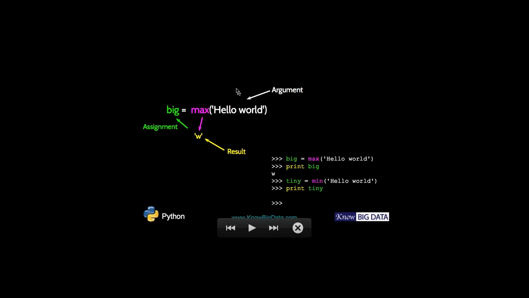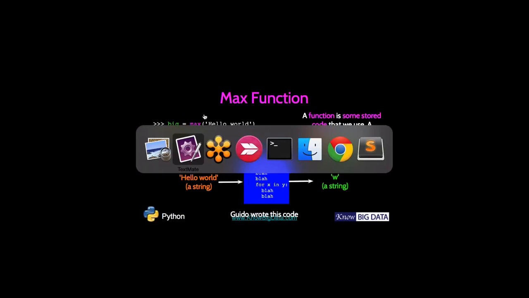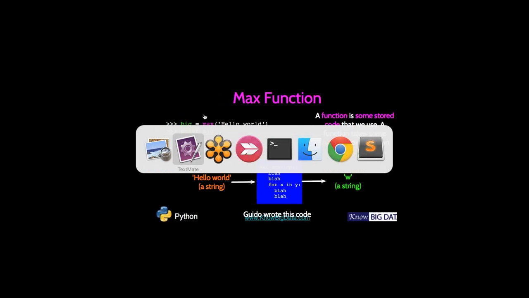For example, here max basically gives us the max letter out of the whole word, and max is returning a value. So everybody is comfortable with the function definition? No doubt, right? Okay, so this is another way of putting it: hello world is an input to this machinery called max, and that is giving us the output.